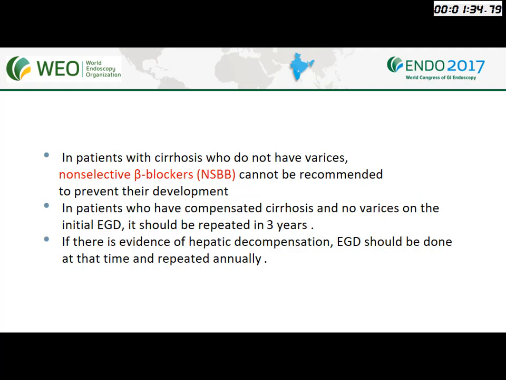Non-selective beta blockers is the medicine used, but it is not used to prevent bleeding in patients with cirrhosis who do not have varices. I mean, if the patient has no varices, don't use non-selective beta blockers to prevent the appearance of varices. In patients who have compensated cirrhosis and no varices on the initial upper endoscopy, it should be repeated in 3 years. But if there is decompensation, repeat annually.